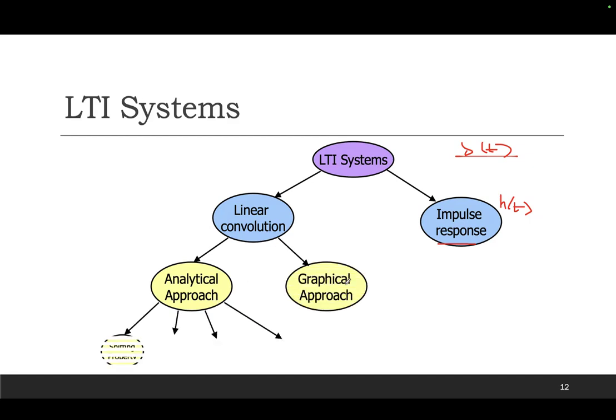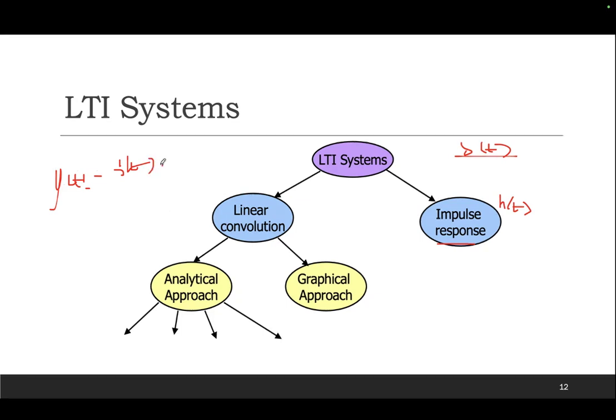Based on the linear convolution and the impulse response, we know the analytical approach and the graphical approach. The analytical approach means we can use the convolution integral and convolution sum to represent the output, like y(t) equals x(t) convolved with h(t), and y[n] equals x[n] convolved with h[n]. For the convolution sum or convolution integral, we have some properties.